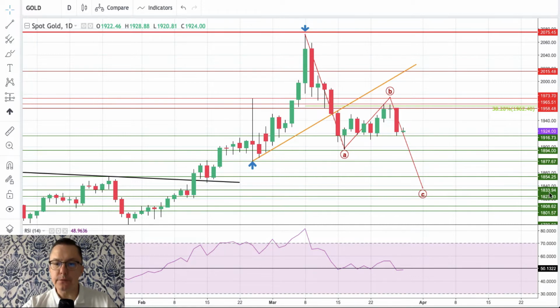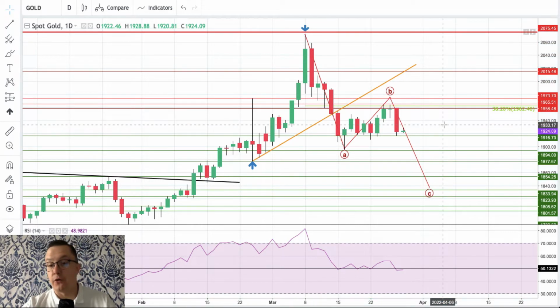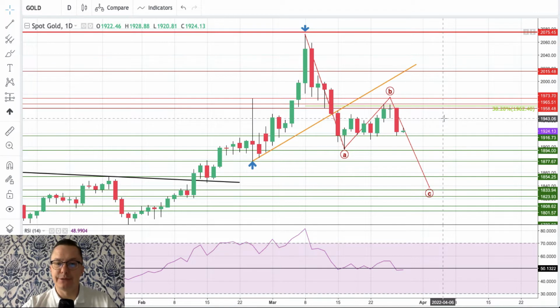1833. And this will be a very nice ABC corrective pattern, a decline counter-trend pattern in the form of a zigzag, which is important, because it means that if we go up, then the next correction won't be that sharp and dynamic. It will be just a different pattern for the correction on gold next time.